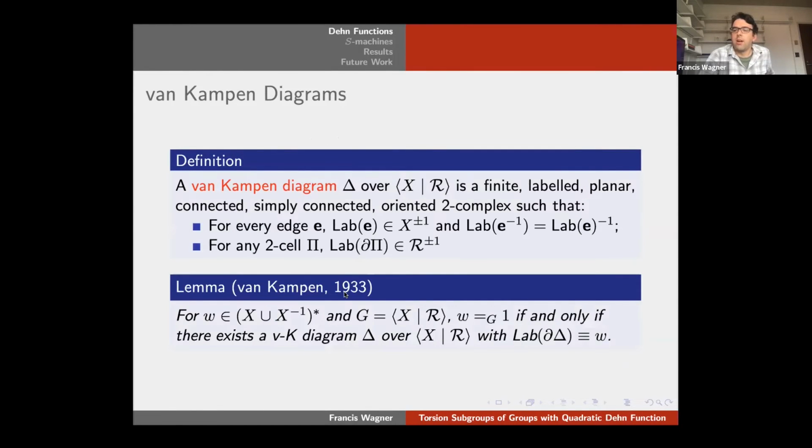So the main lemma or theorem of this study is this lemma due to Van Kampen from the 30s, which says that any word written in the generators is going to represent the identity in the group if and only if one can construct a Van Kampen diagram over the presentation whose boundary is labeled by exactly that word.